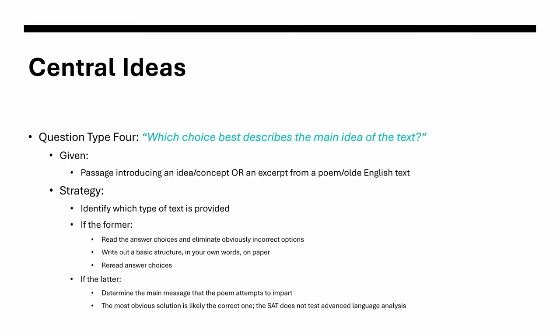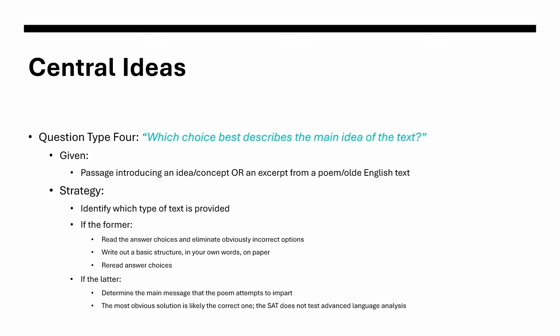Our next question type is called central ideas, and you're going to be asked a pretty self-explanatory question: which choice best describes the main idea of the text? You're going to be given a passage that will either introduce an idea or a concept, or it'll be an excerpt from a poem or an Old English text. You're going to identify which type of text is provided first.